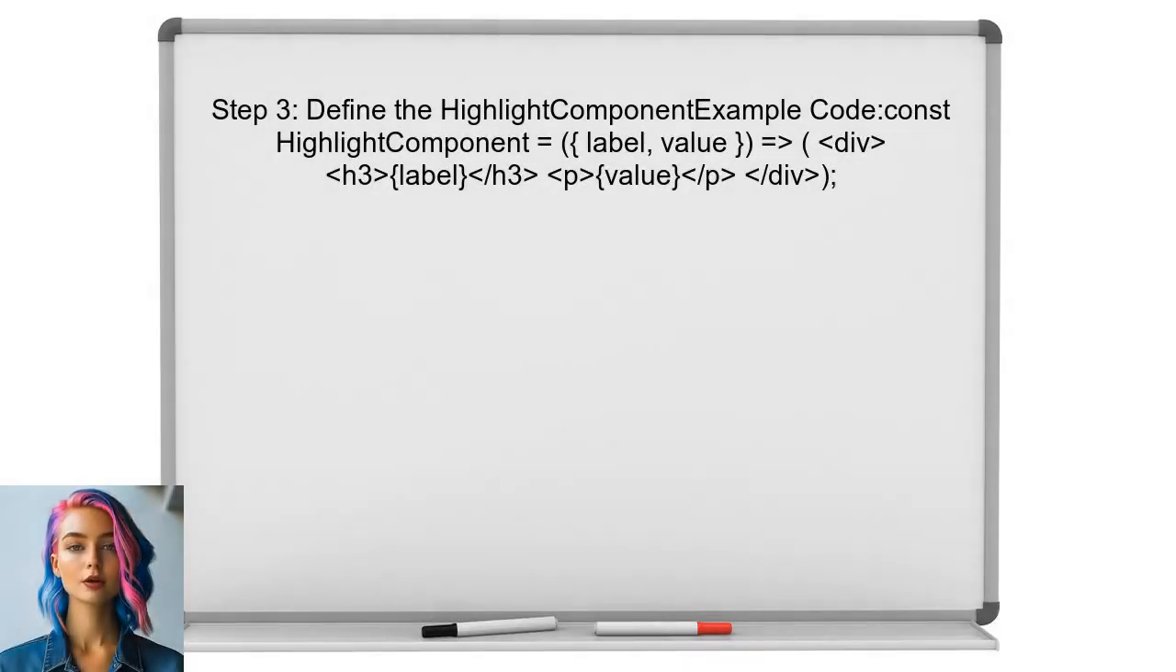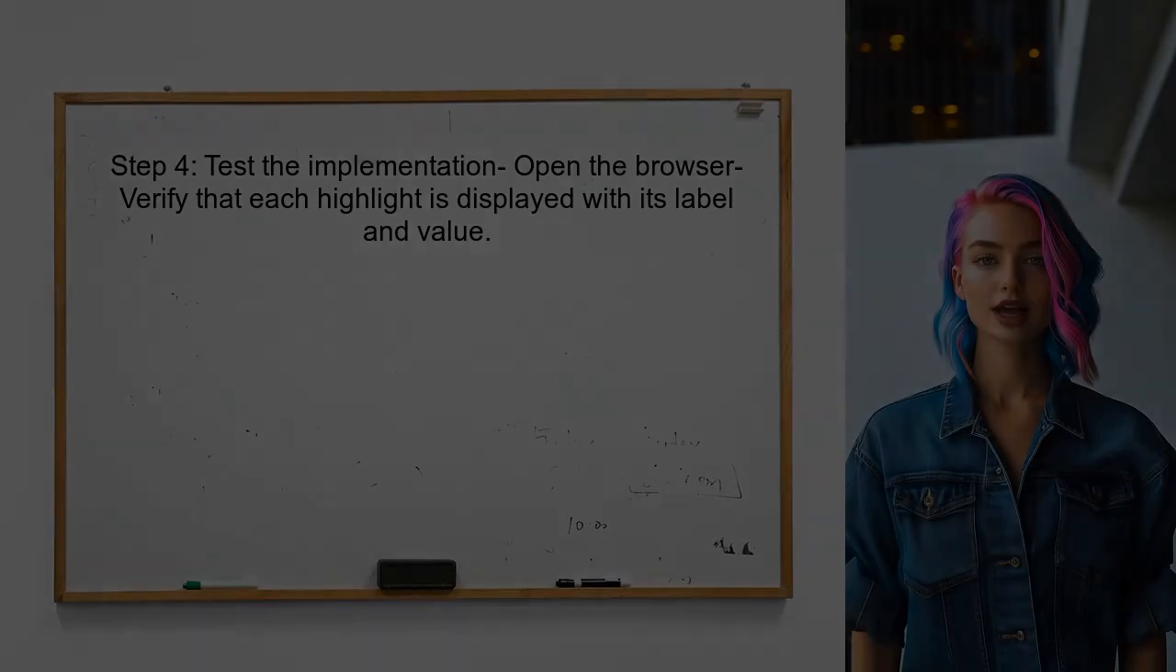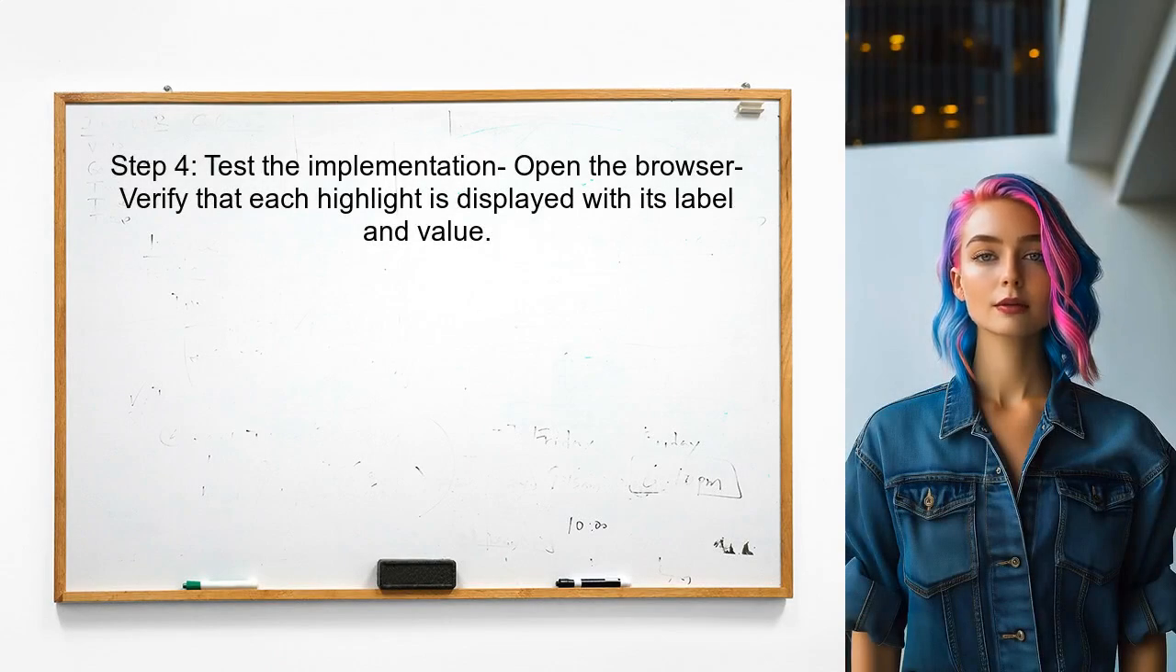Additionally, the user should ensure that the highlight component is properly defined. This component will receive the label and value as props. Finally, the user can test their implementation to ensure that the highlights are displayed correctly. They should check the browser to see if the components render as expected.